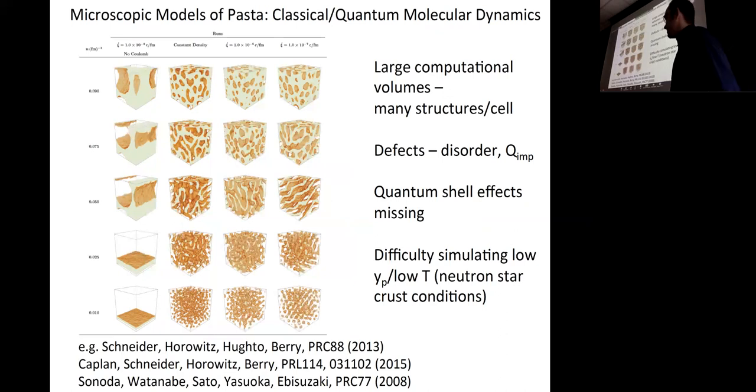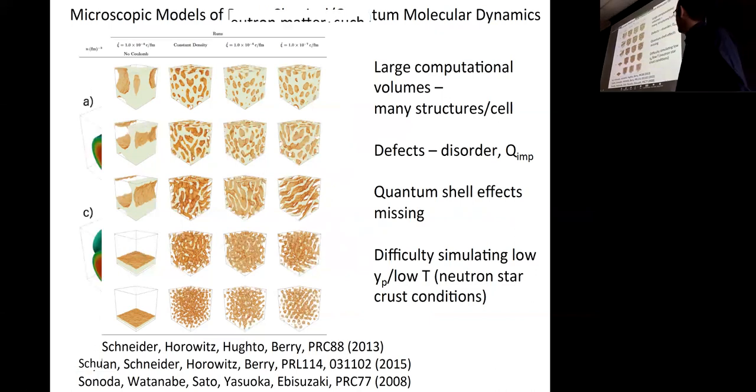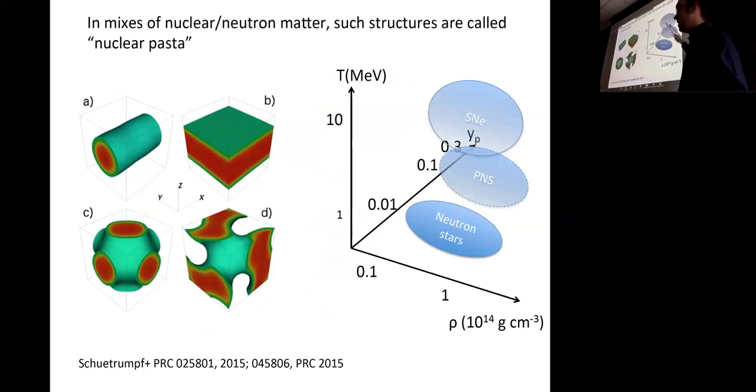The advantage of this method is you can simulate relatively large computational domains. The downside is that in general, in these simulations, you need large proton fractions for them to work, and you need to do them at finite temperature. So these simulations are good for simulating matter over here. There are no molecular dynamics simulations under neutron star crust conditions, which is important to emphasize. All of them have proton fractions of 10% or higher.